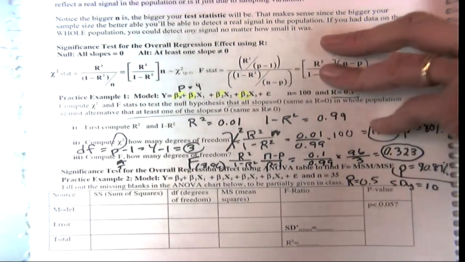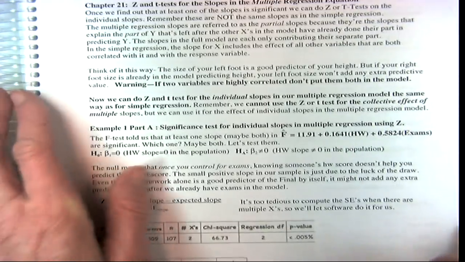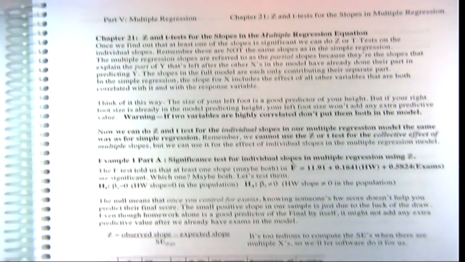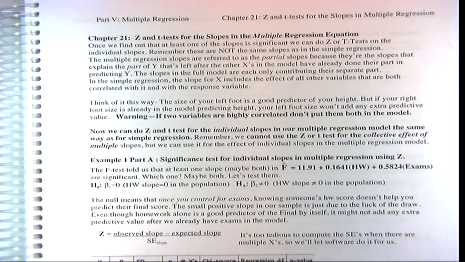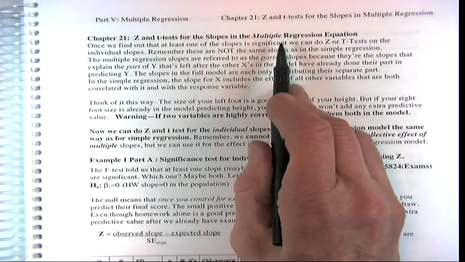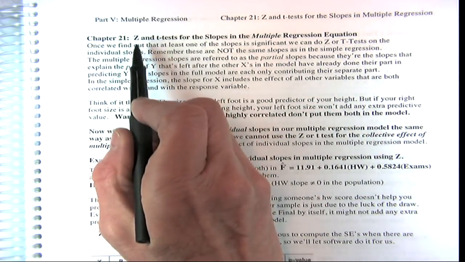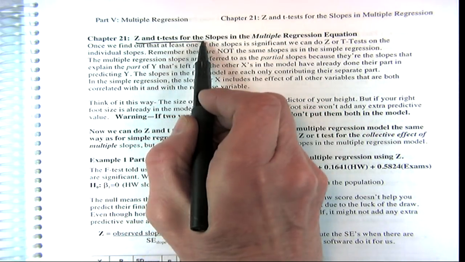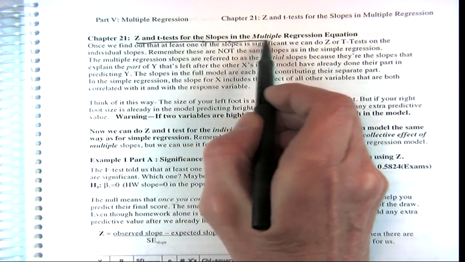So let's turn the page. We're done with that. Now, what are we going to do? We are going to look at Z and T tests again. Why are we looking at Z and T tests in multiple regression? Because for the individual slopes, we're going to do Z and T tests.